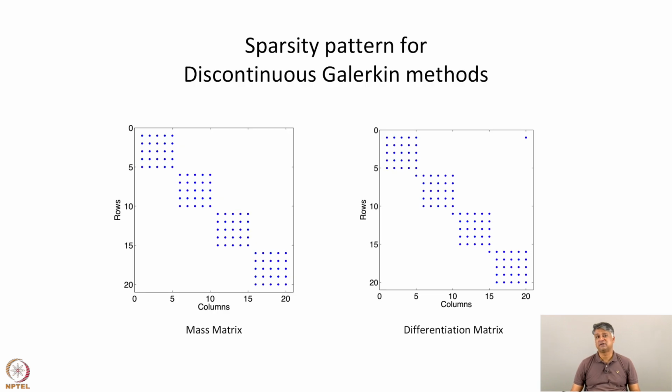This is typically the sparsity pattern for the discontinuous Galerkin method. Remember, if you compare it to the finite volume technique, this is far more dense. So essentially what we are trying to say is that data is much more local for the discontinuous Galerkin method, and this enables it to be extremely scalable.